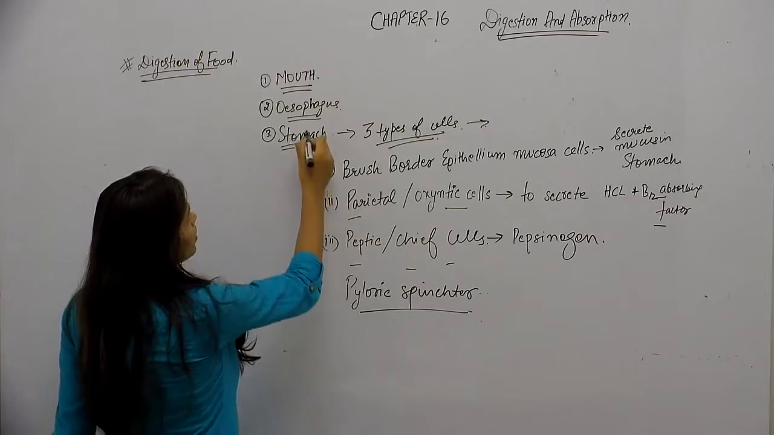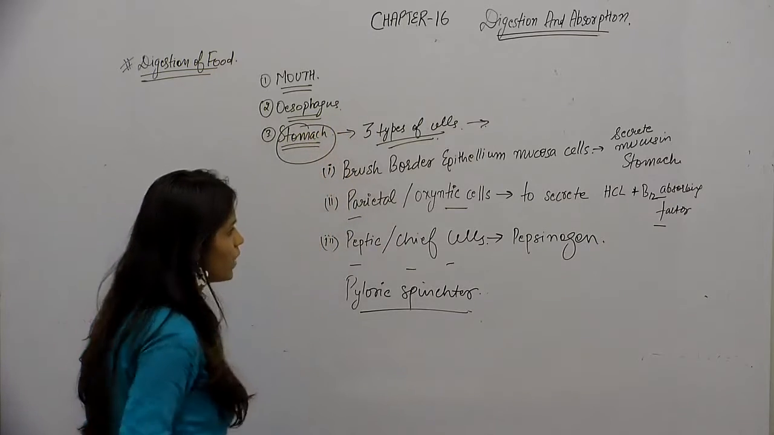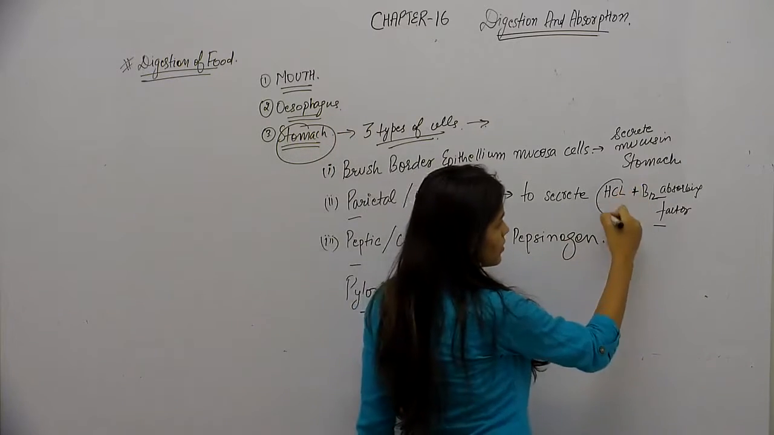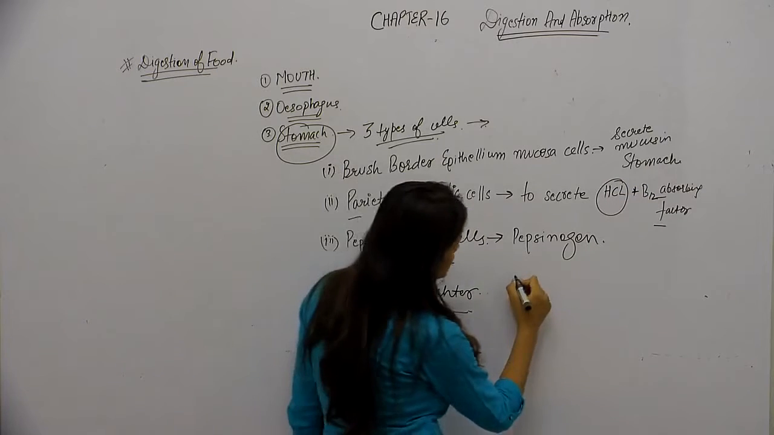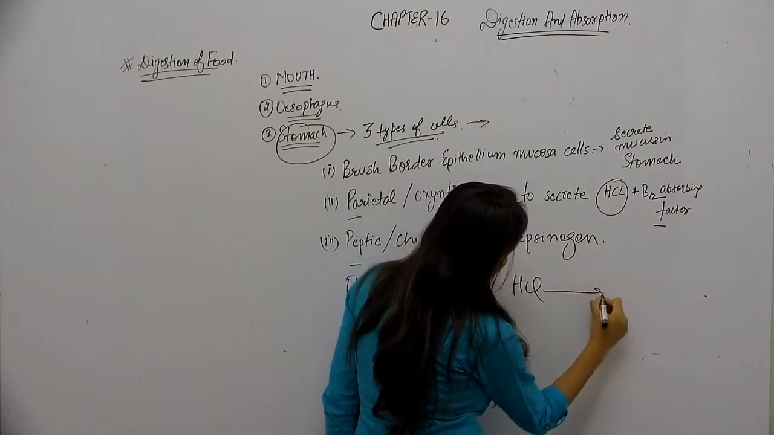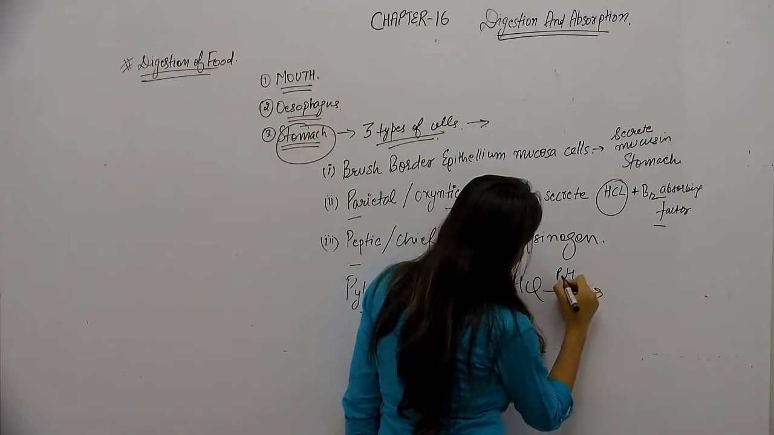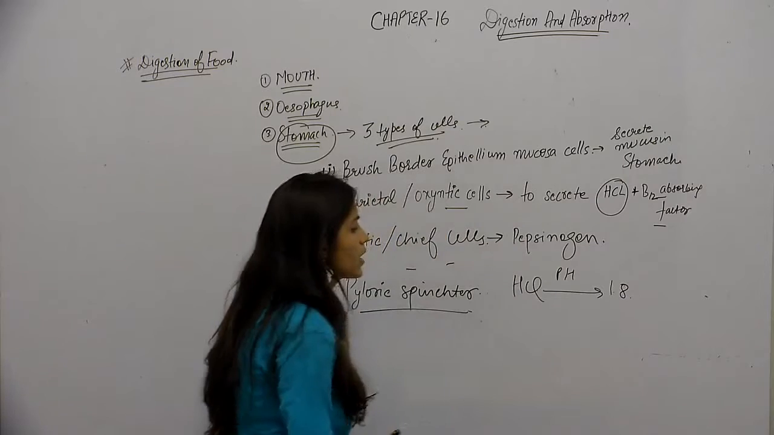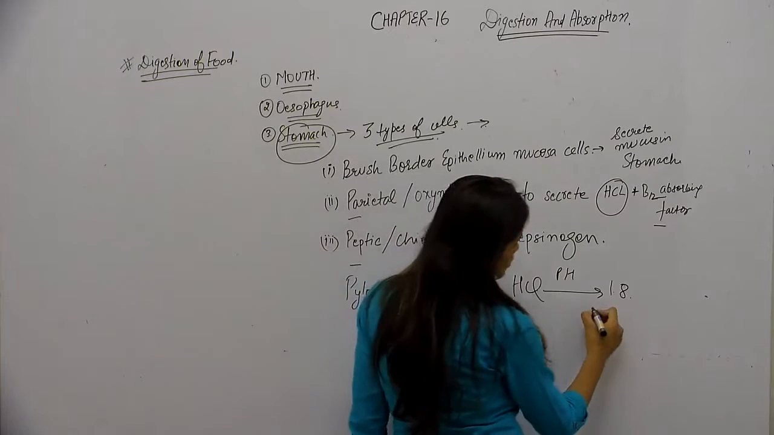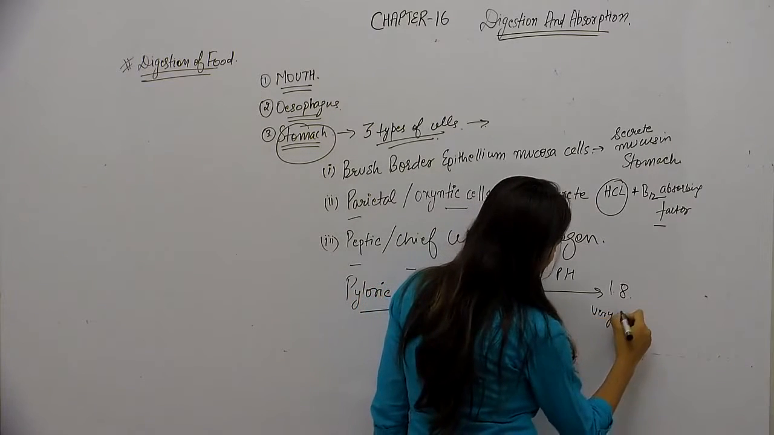In the stomach, as you can see, HCl is present. Here the pH of the HCl is 1.8. It means it is very acidic.